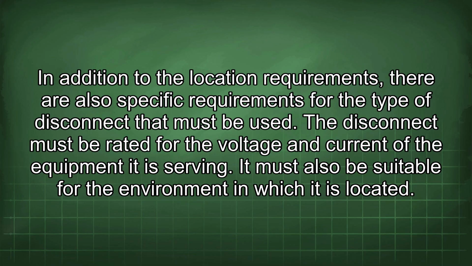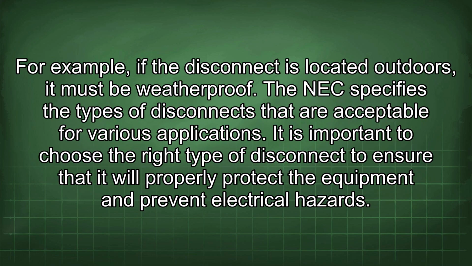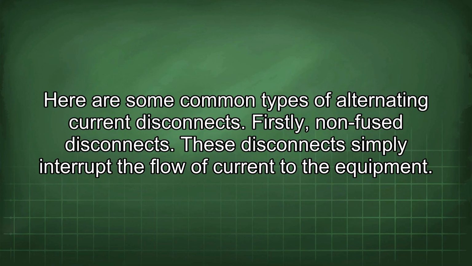In addition to the location requirements, there are also specific requirements for the type of disconnect that must be used. The disconnect must be rated for the voltage and current of the equipment it is serving. It must also be suitable for the environment in which it is located. For example, if the disconnect is located outdoors, it must be weatherproof. The NEC specifies the types of disconnects that are acceptable for various applications. It is important to choose the right type of disconnect to ensure that it will properly protect the equipment and prevent electrical hazards. Here are some common types of alternating current disconnects.